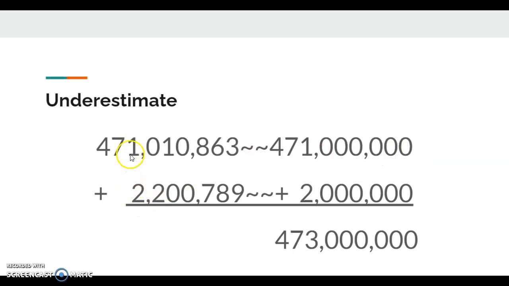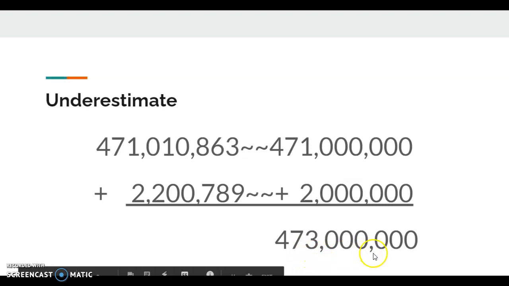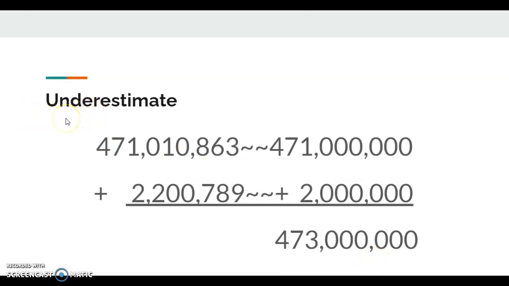Down here, again, I'm rounding to the million spot because that's what they have in common. So I'm looking next door. That is less than a 5, so the 2 stays the same. Everything after the 2 becomes a 0, so that rounds to 2 million. Now, this is an underestimate because both of these numbers rounded down. When I add these together, I get 473 million. That means the real answer would have to actually be more than 473 million because this was an underestimate. Okay, so that is kind of a crash course on estimating and rounding.